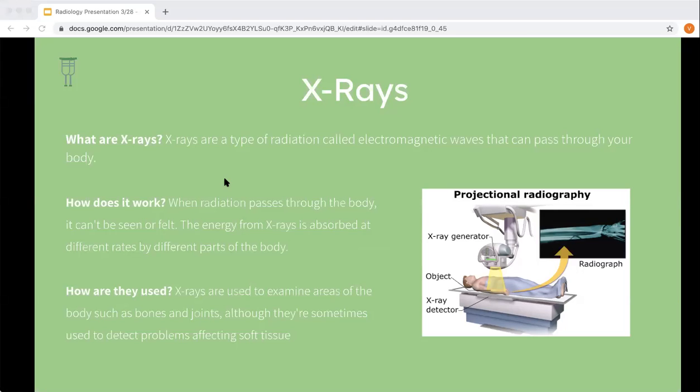X-rays can be used to examine most areas of the body. They're mainly used to look at the bones and joints, although they are sometimes used to detect problems affecting soft tissues such as internal organs. Some problems that may be detected during an X-ray include bone fractures and breaks.